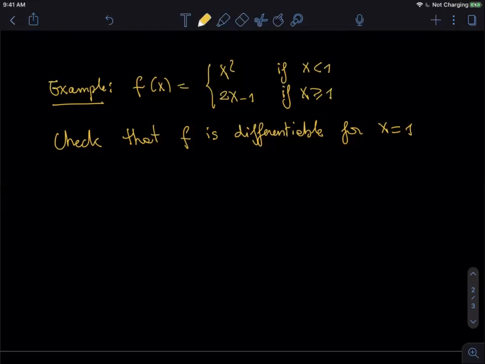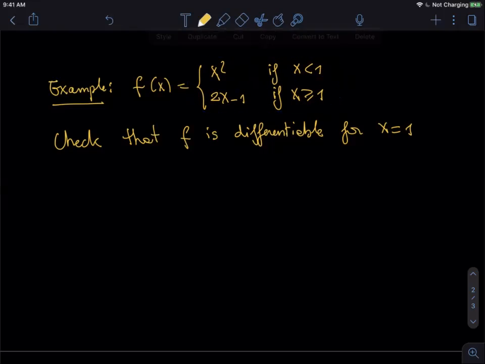One more example. Again, in this case, we have a function that is defined piecewise: x squared for x less than 1, 2x minus 1 for x bigger or equal than 1. And we want to find if the function is differentiable at x equals 1. Why 1? Well, it's the point where the two pieces are glued together, right? So that's the only one that is special. Other than that, it looks like x squared and 2x minus 1 should be fine. I leave that for you to check.